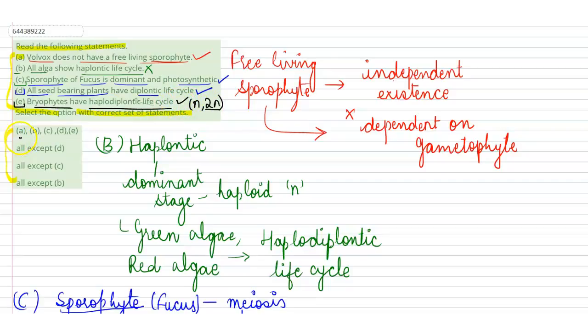So let us come to the options. Option first says that A, B, C, D and E are all correct, but statement B, that all algae show haplontic life cycle, has some exceptions, so this is an incorrect option. Then is all except D, but B again is incorrect, so this is also an incorrect option. Then is all except C, but C was a correct statement, so this is also incorrect. And then is all except B. Yes, B was the only incorrect statement, so this is our correct option, all except B.